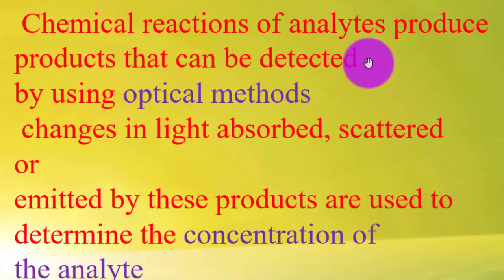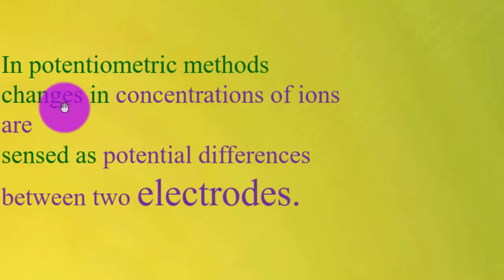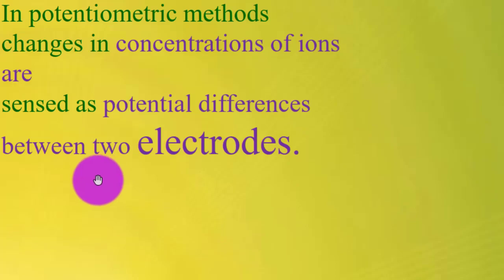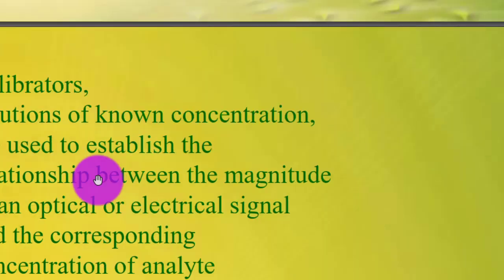Chemical reactions of analytes produce products that can be detected by using optical methods. Changes in light absorbed, scattered, or emitted by these products are used to determine the concentration of the analyte. In potentiometric methods, changes in concentration of ions are sensed as potential difference between two electrodes.